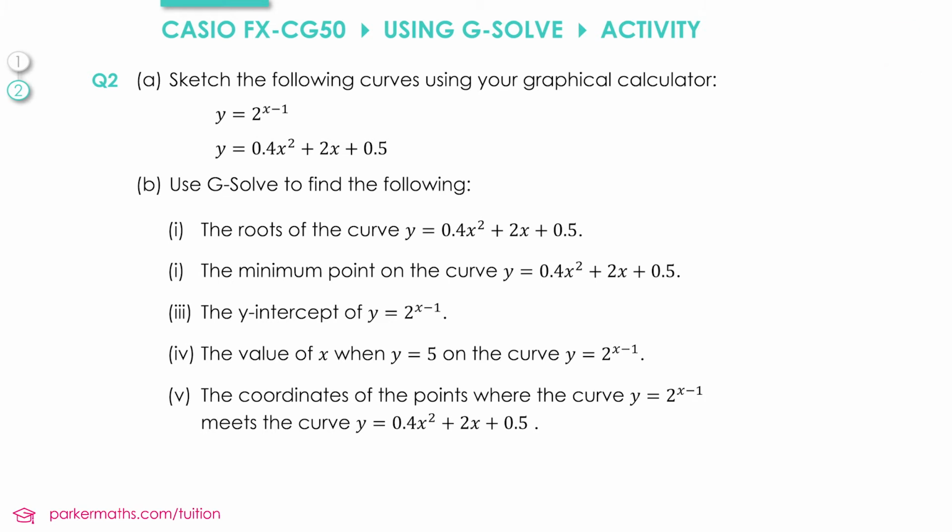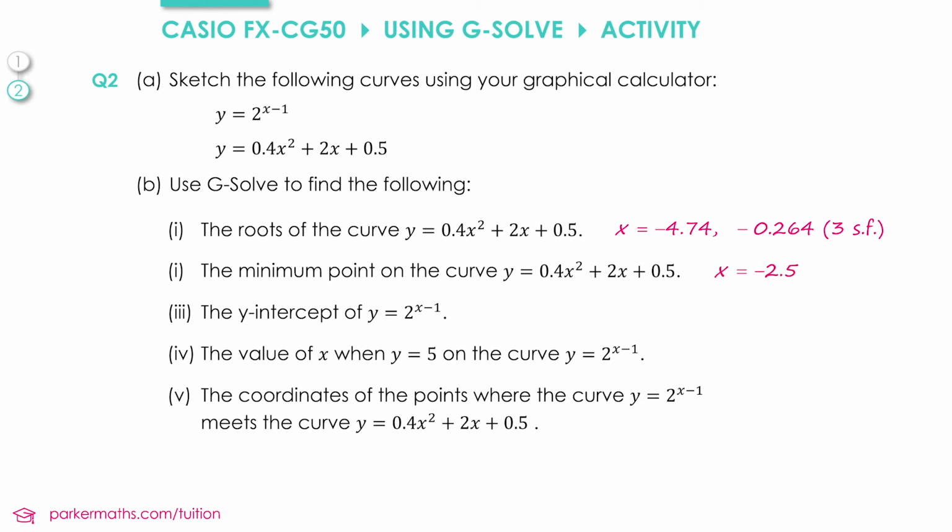Welcome back. Here are my solutions for part B then. The roots of the quadratic curve I got as x equals minus 4.74 and minus 0.264. It's worth pointing out here that GSolve is not the best way to find roots of quadratics. You can get the exact values if you use the equation solver. The minimum point on the quadratic is at x equals minus 2.5.